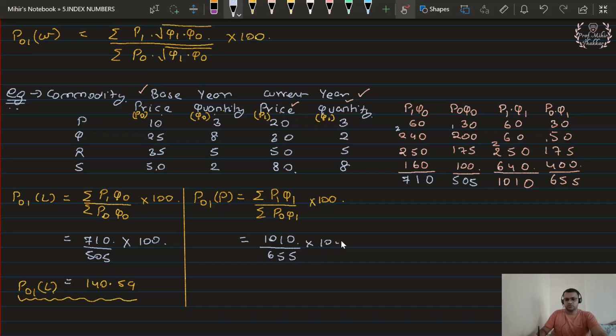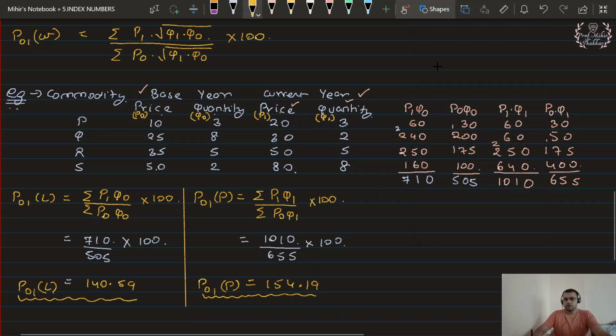655 into 100. So in this case, when we multiply 1010 into 100 and divide that by 655, the answer that we should get is approximately 154.19. That is the value for your P01P. That is the Paasche index number.